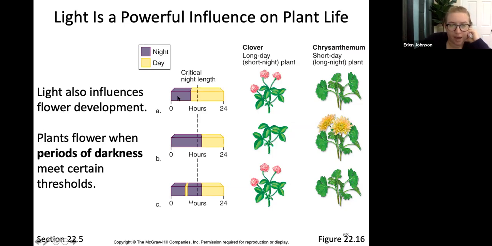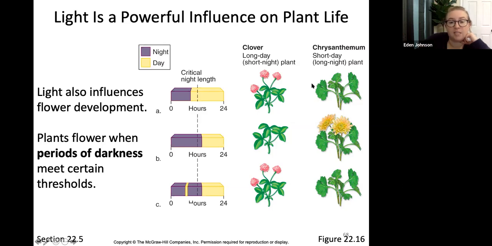So here is the halfway point, right? 12 hours. So let's say that you got 8 hours of night and the rest of the time you had daylight. Okay, well, that's really good for a long day plant like the clover. That's going to mean with the short nighttime, the clover is going to flower. But for a plant that prefers long stretches of night, the chrysanthemum will not flower.